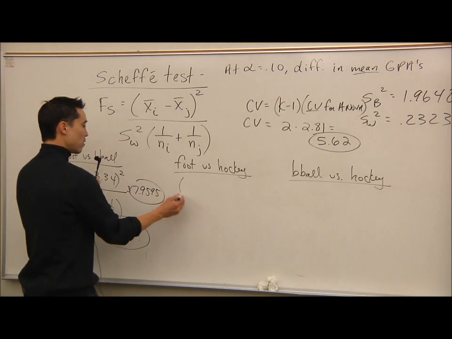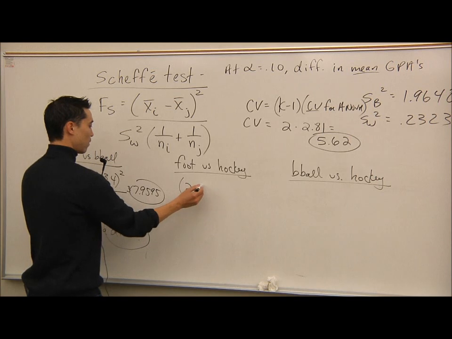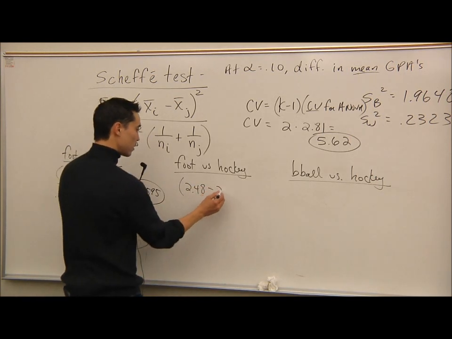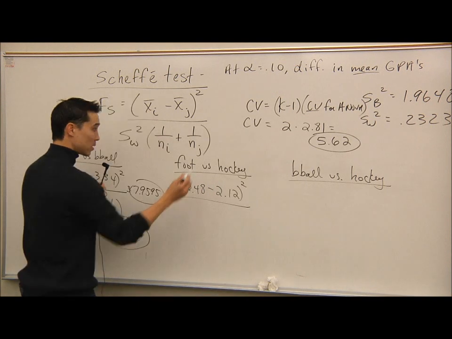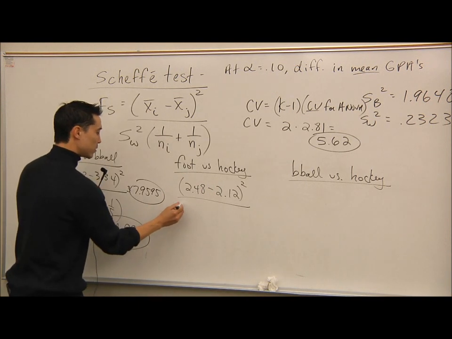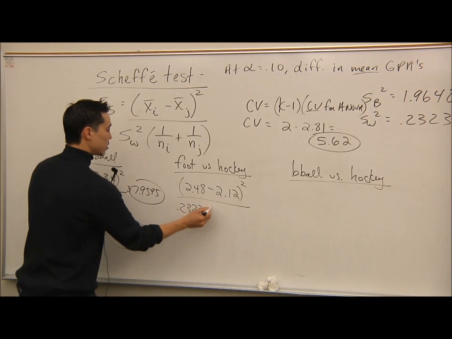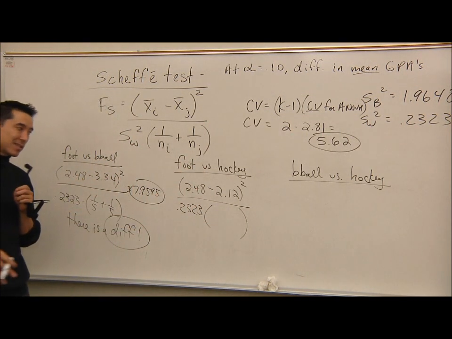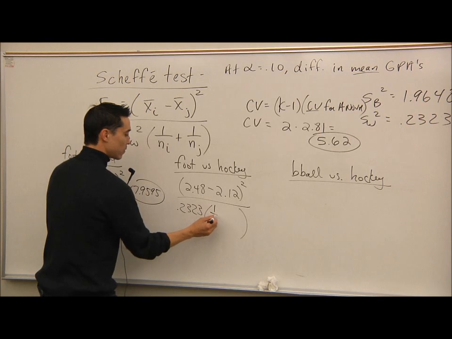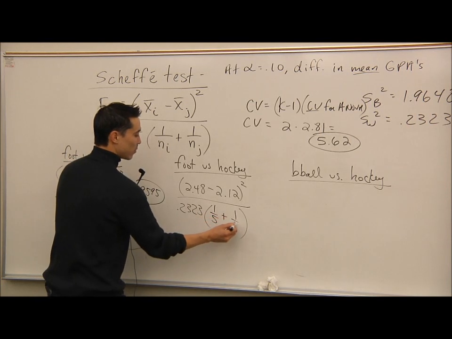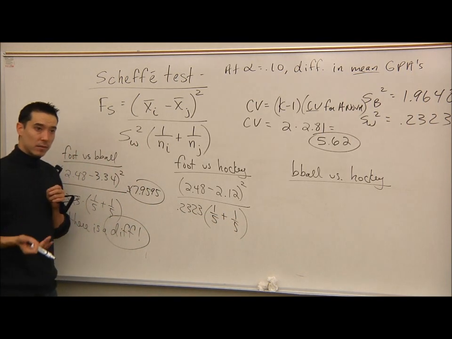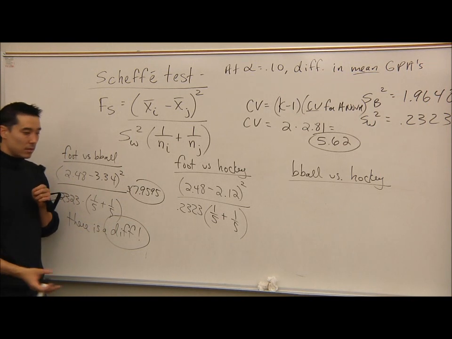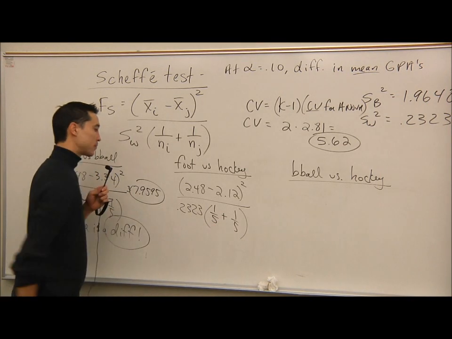So you do football GPA minus hockey mean GPA, which was 2.12, quantity squared divided by SW squared, 0.2323, times, and again, because of this example, all of the sample sizes were the same, so it's always going to be 1/5 plus 1/5. But that's not going to happen with all the problems that you do for ANOVA. There could have been 8 basketball players and 6 hockey players, and so these numbers would be different.